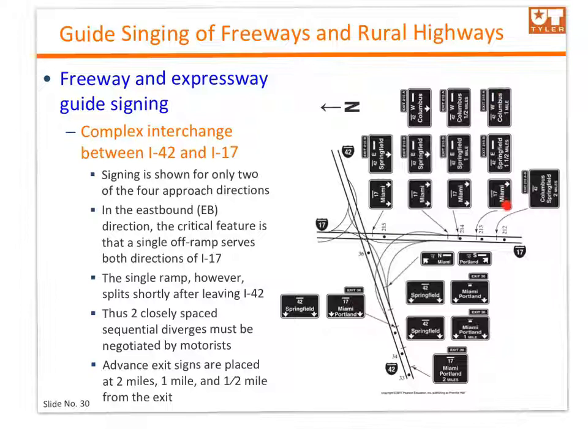So as you can see here, we have 1, 2, 3 signs in order to tell them in advance. Since this is a very complicated intersection, we've got to tell the drivers in advance 3 times: 2 miles away, 1 mile away, and half a mile away, that if you take the farthest lane from the left, it is going to Miami, the middle one is another destination, and all the way to the right is going to get you to Columbus.